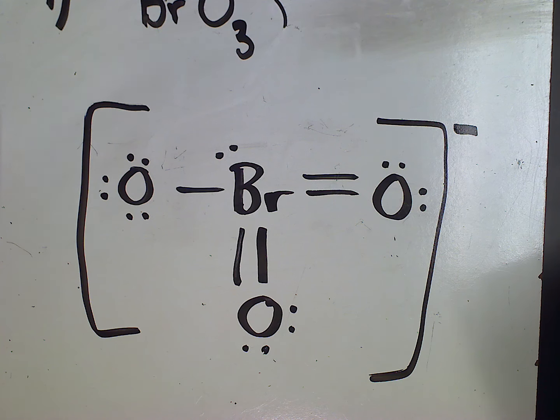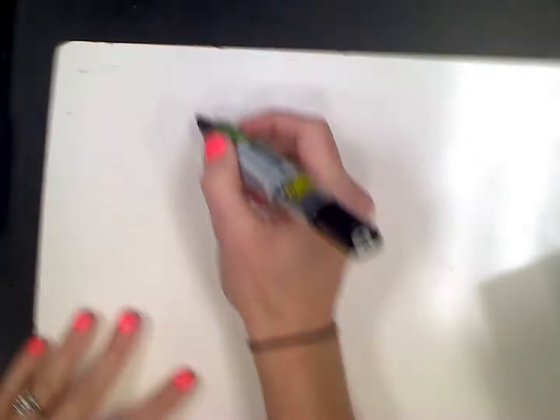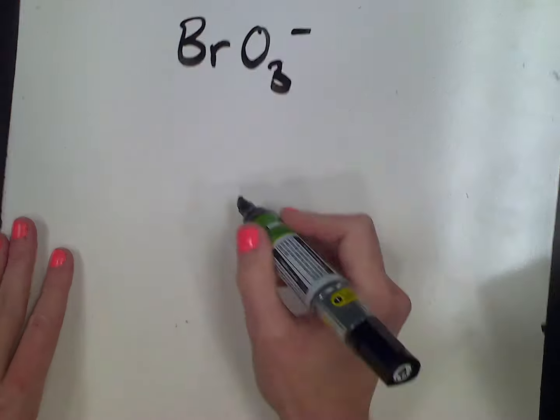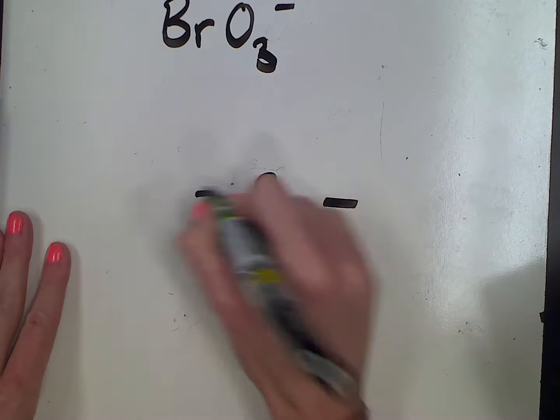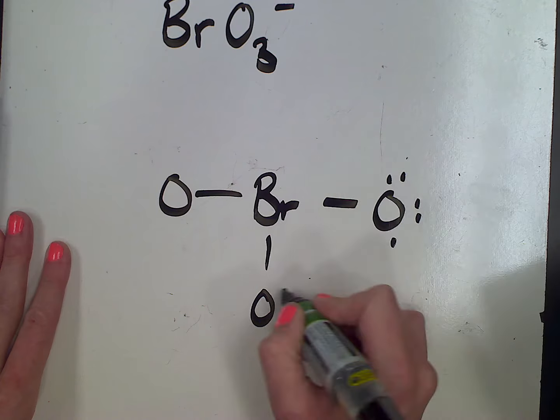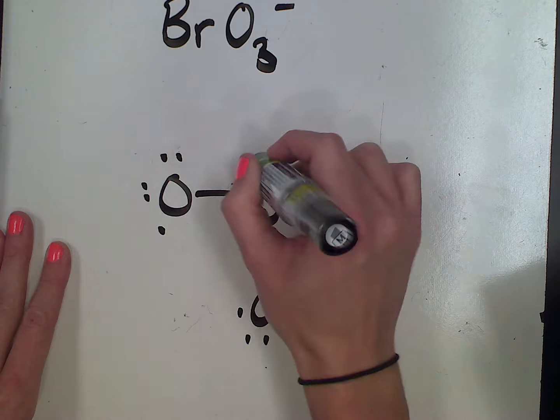Okay? I want to point out something to you guys. There was another way that you could have done this structure, and it's going to look like this. Okay, I'm going to leave this one put together for a second so we can compare. So BrO3 minus, this is the other way that you could have done the structure. Let's draw our Br in the middle, 3 O's, drawing in our extra electrons like we had before. So far everything is the same as the previous structure.